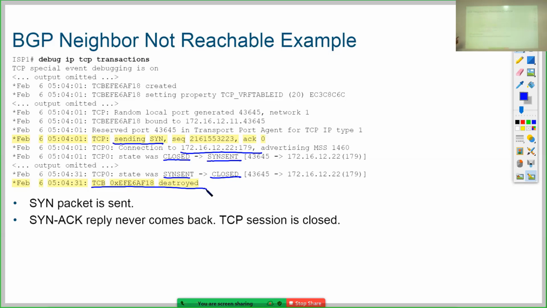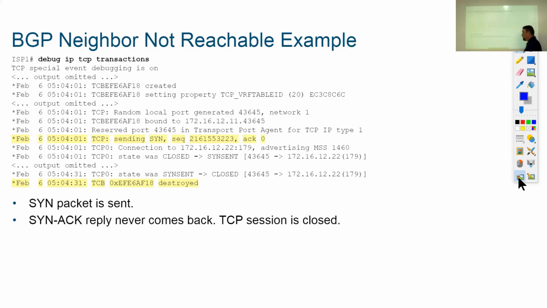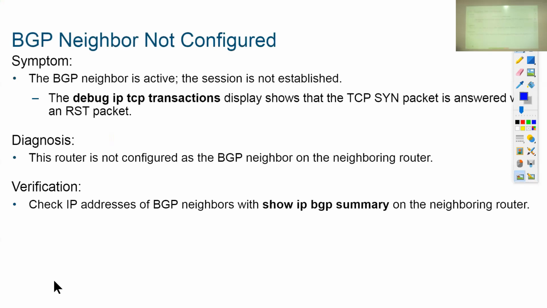That just tells me that that neighbor is not reachable. I have a route to reach it, so I know what interface I should use, but that neighbor is not responding at all. Almost like their interface is turned off or shut down. Next symptom: the neighbor is active, but the session never goes to established. Same symptom, okay?